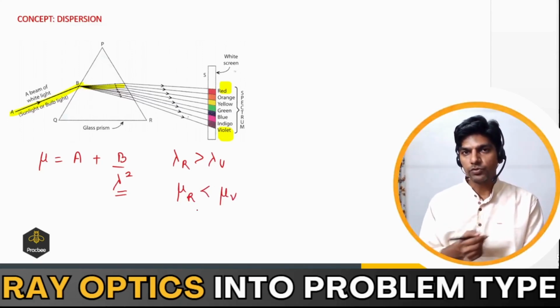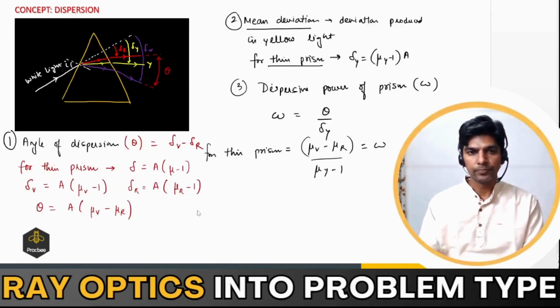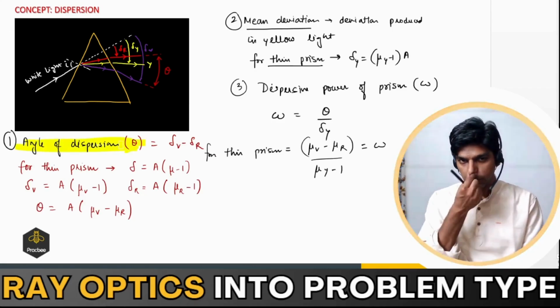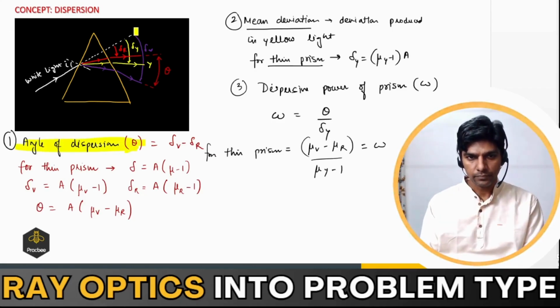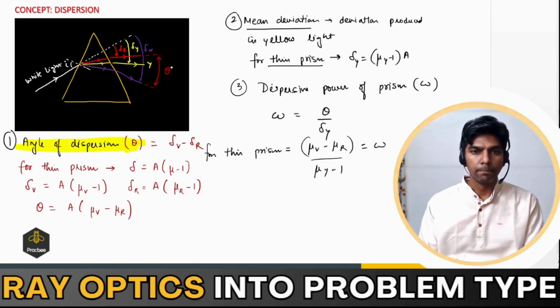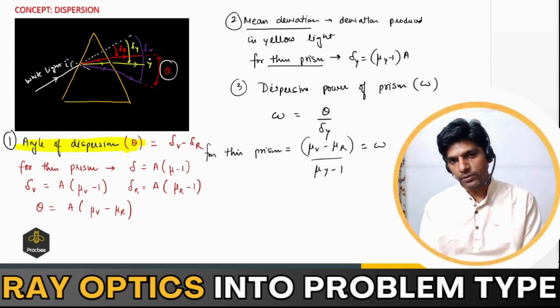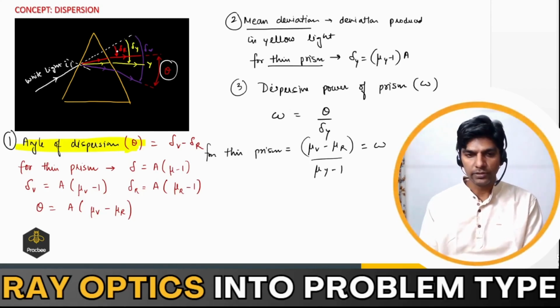Now there are some more terms which you have to remember if you are talking about dispersion. So first is the angle of dispersion, right? So what is this? It is this angle, if this is visible. Hmm, this angle, right? What is this angle? It is the angle between the emergent red light and the emergent violet light. So this can be written as del V minus del R, where del V is the deviation produced in the violet light and del R is the deviation produced in the red light.